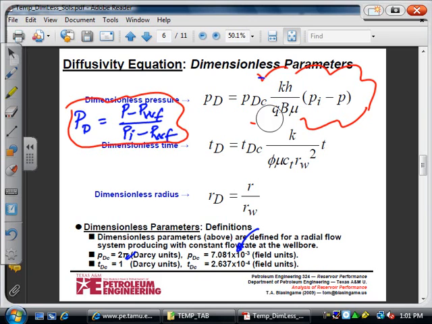But somebody tell me how you obtain this definition for PD. Because this is not based on intuition. We cannot say that PD is something similar to r over rw. Because you remember we set this RD by intuition. We say, okay, RD is equal to r over a characteristic value for radius. But for the case of pressure, we cannot do that. So tell me how we obtain the form of dimensionless pressure.